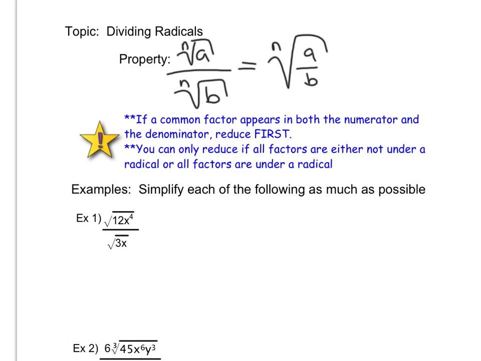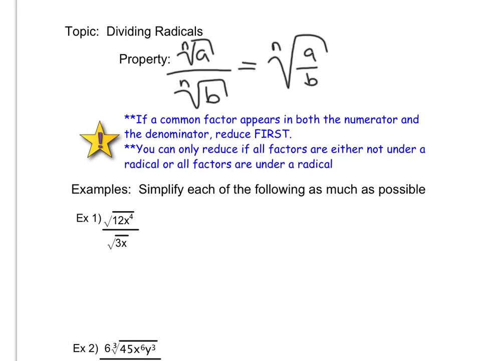I'll try to keep pointing out when we have common factors or when we don't, and when they're in matching form and when they're not. So I want to look at a total of 3 examples. For each of the examples, we're going to simplify as much as we can. So remember that we're always going to reduce first. If I look at my first example, I have the square root of 12x to the 4th over 3x.